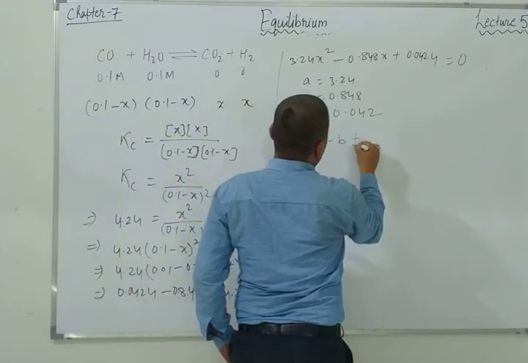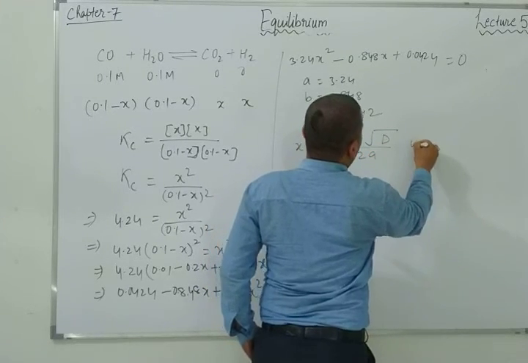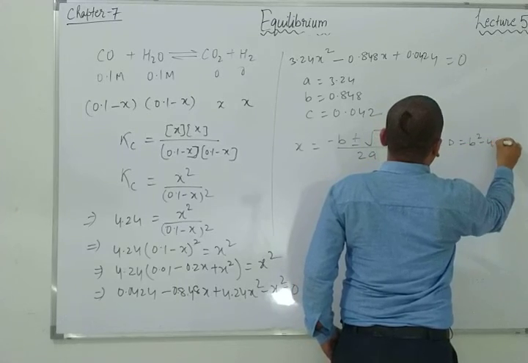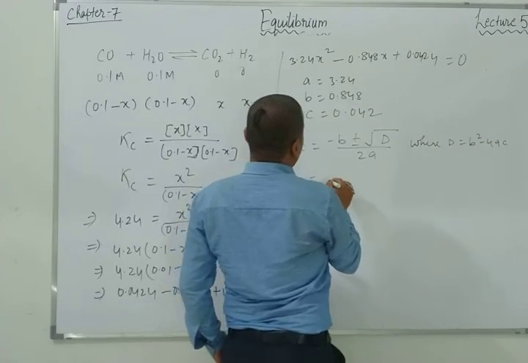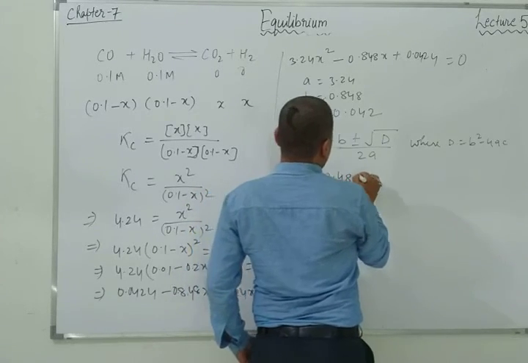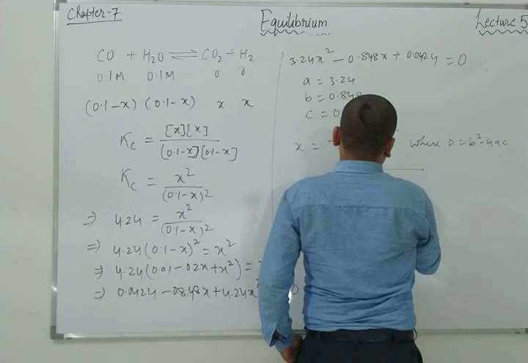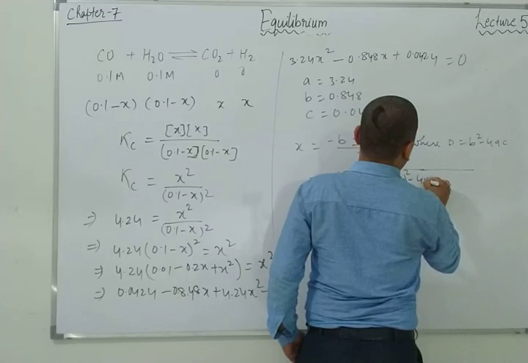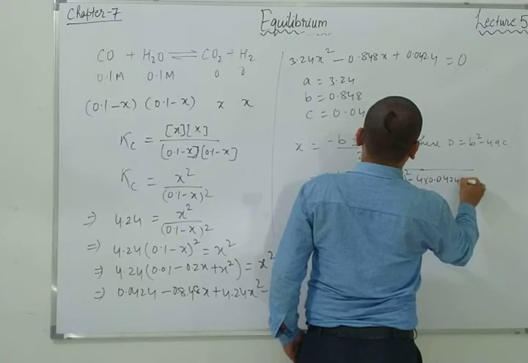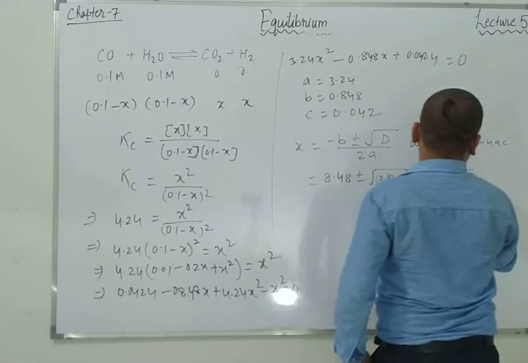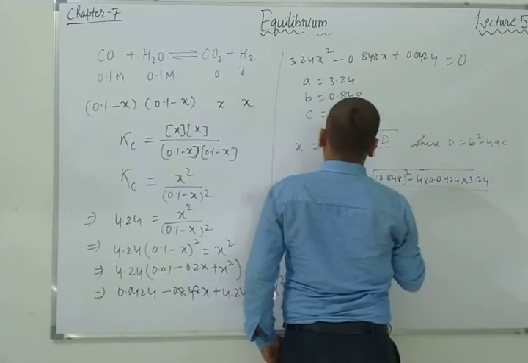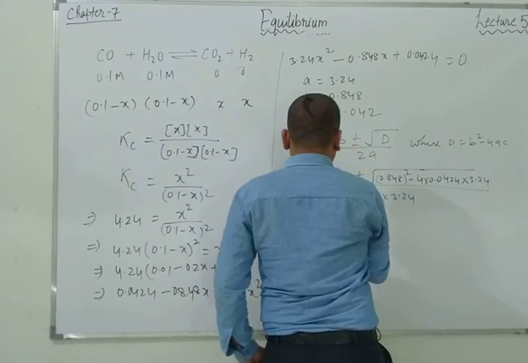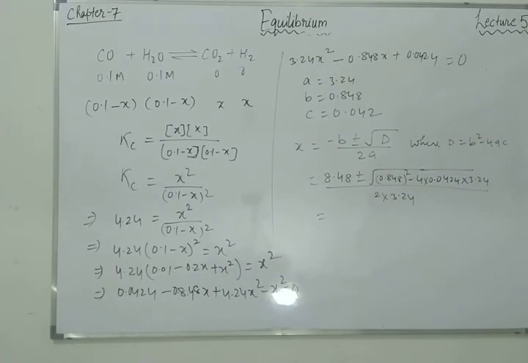X is equal to minus b plus minus under root d upon 2a, where d is the discriminant, d is equal to b square minus 4ac, right? So here b value is already in minus, it will become plus 0.848 plus minus under root 0.848 whole square minus 4 into a, that is 3.24, into c, 0.0424, upon 2a, means 2 into 3.24. It is a long calculation, so the final values of x1 and x2 are 0.067 and 0.194.